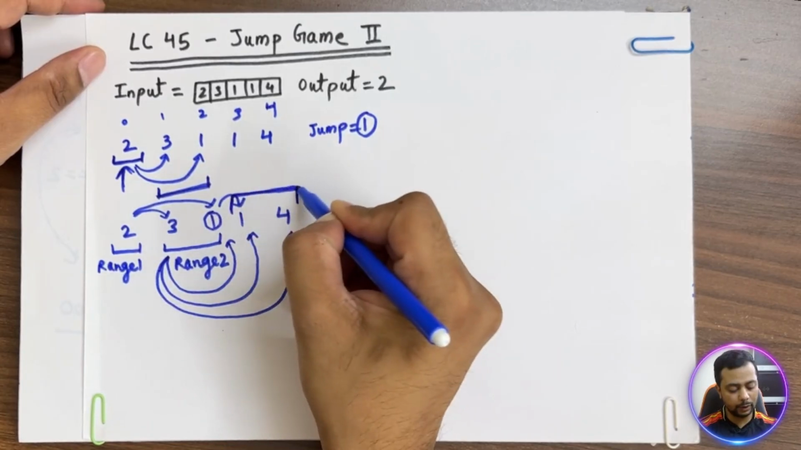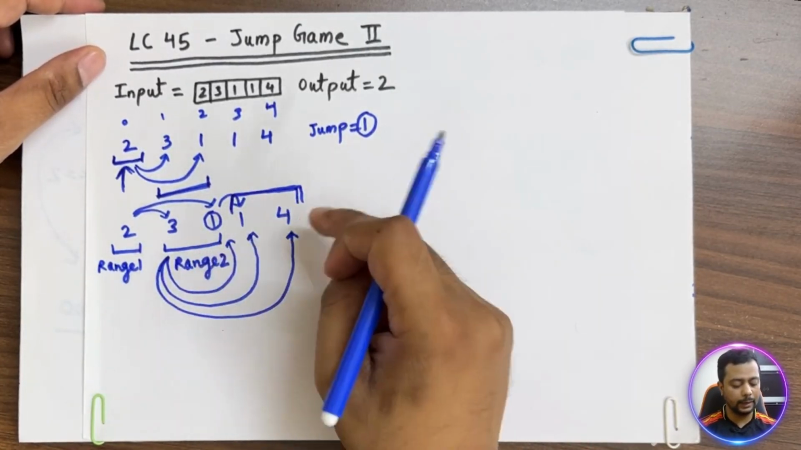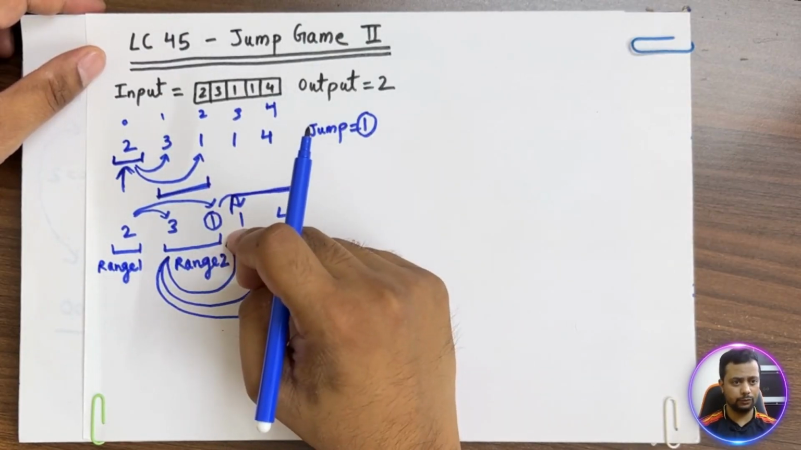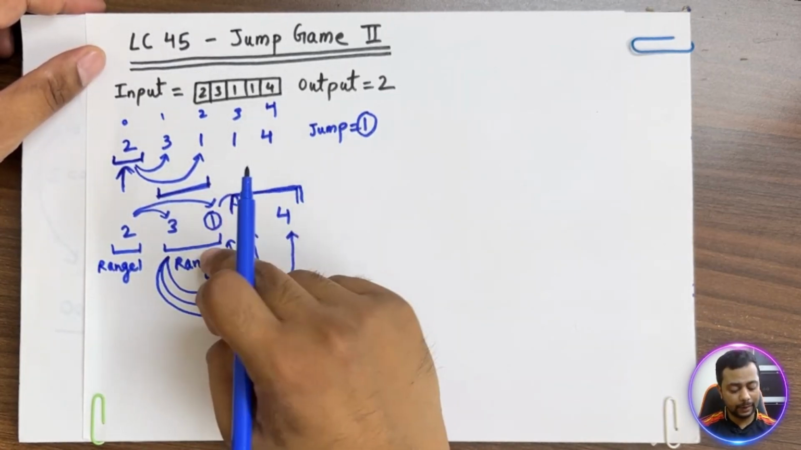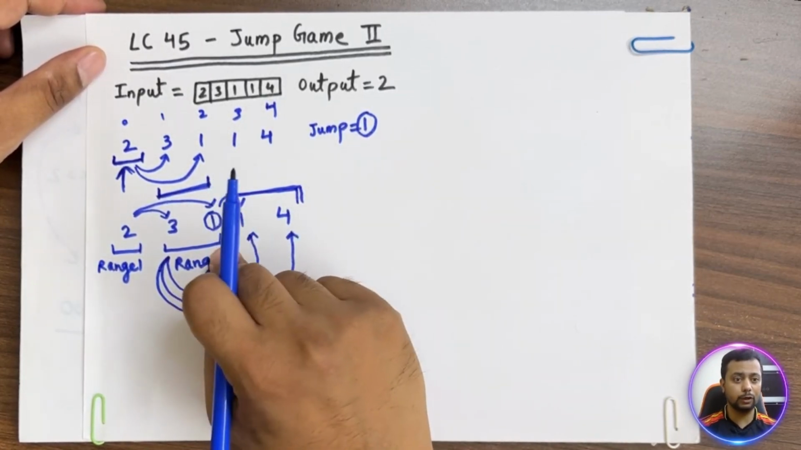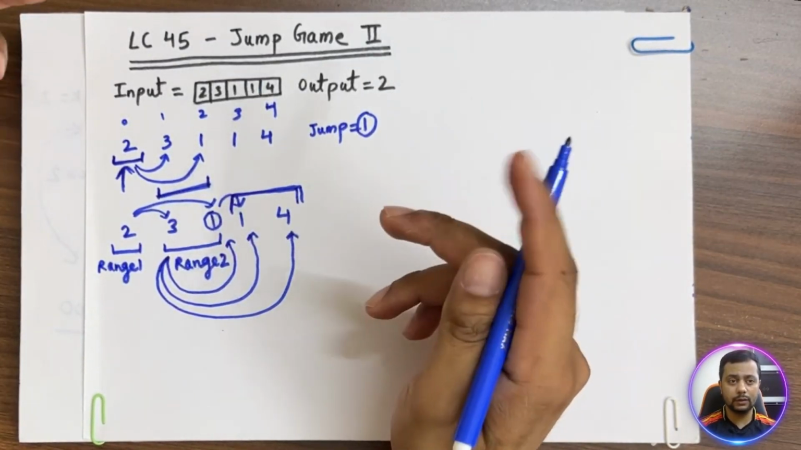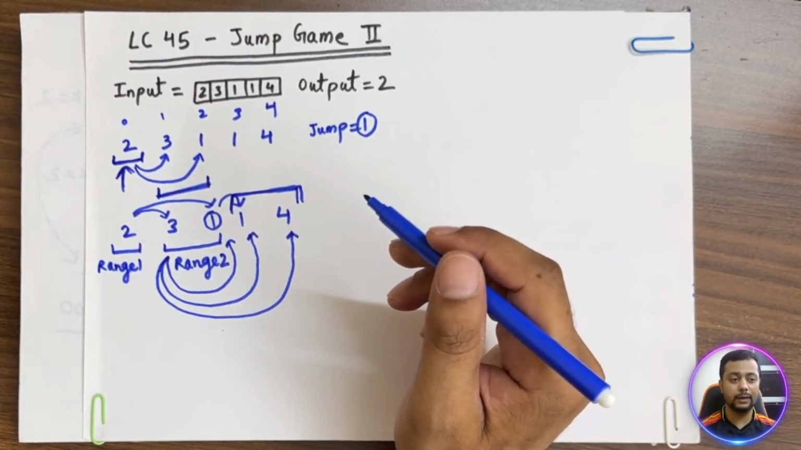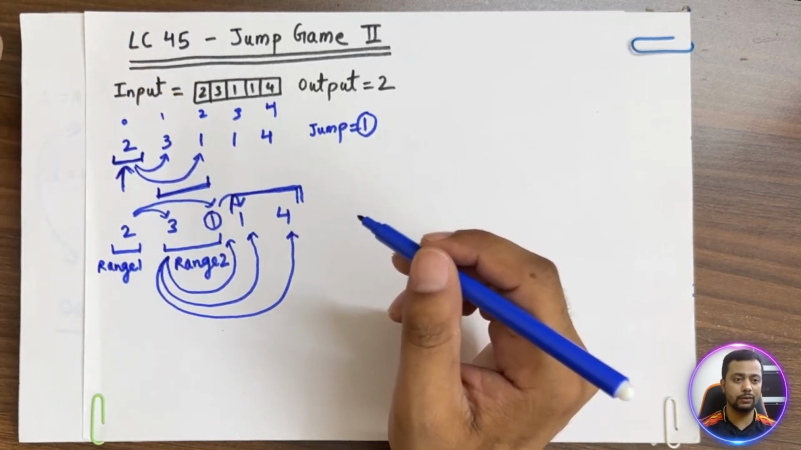And the farthest point is clear, like where the ending position of my range will lie, that is clear. Where will the starting position of the range lie? That will always be the next element from the last element of the previous range, because we are safe to assume this since the question has mentioned that at least one solution exists. So obviously we will always be able to reach the next range from a previous range.